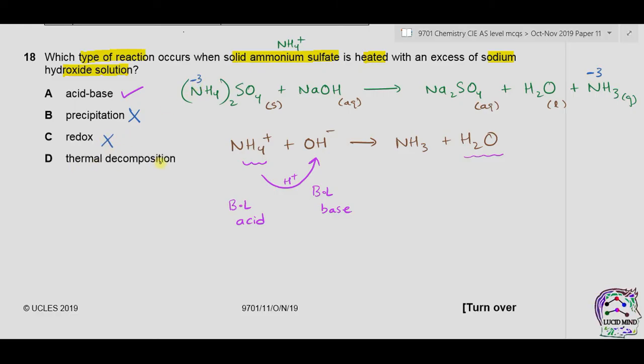D is thermal decomposition. Although we have heated this chemical reaction, in this reaction two different compounds have reacted to form different products, so therefore it is not thermal decomposition. In thermal decomposition, one compound is broken down into different compounds. For example, calcium carbonate is thermally decomposed into calcium oxide and carbon dioxide. The only correct option is therefore A.